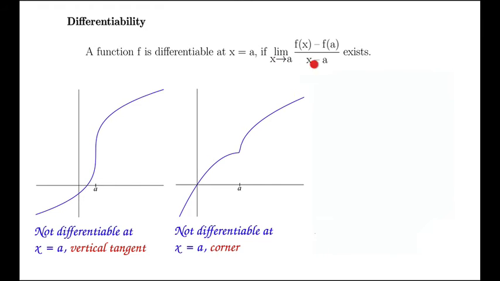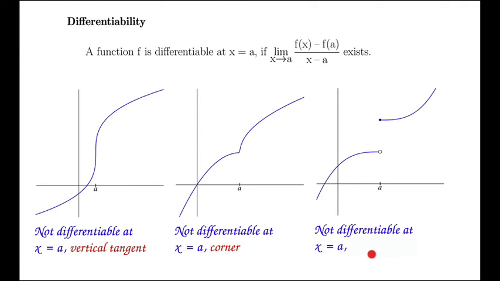So let's look at one more example of where a function is not differentiable. This is an example where a function is not differentiable at x equals a. It's not differentiable at x equals a because there's a discontinuity. Whenever there's a discontinuity, the function cannot be differentiable. There's no way. That follows from the fact that if a function is differentiable, then it's continuous. And we get from that fact that if a function is not continuous, then it's not differentiable. It's a logically equivalent fact.